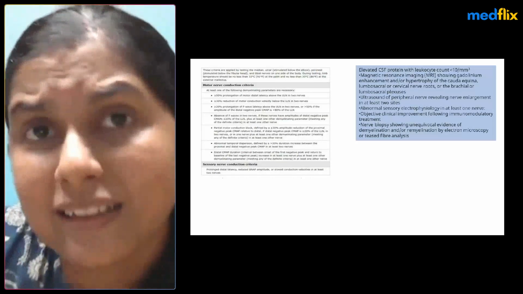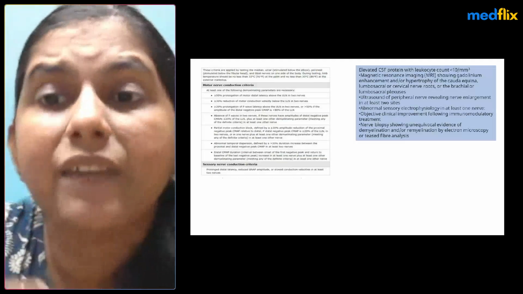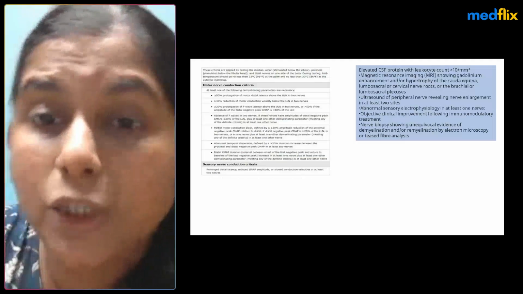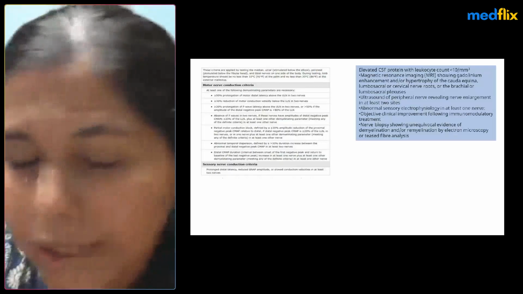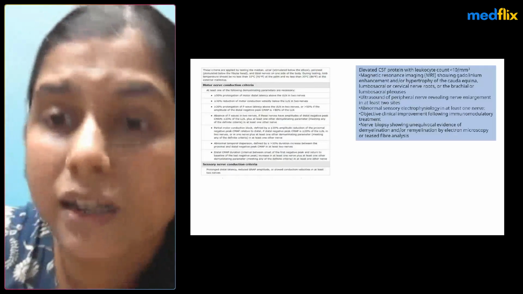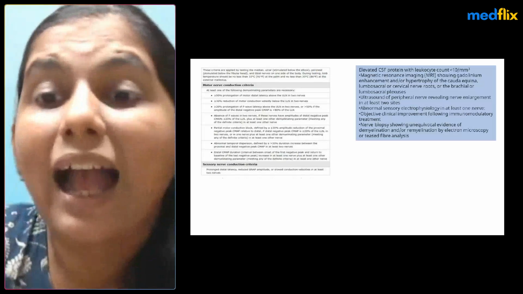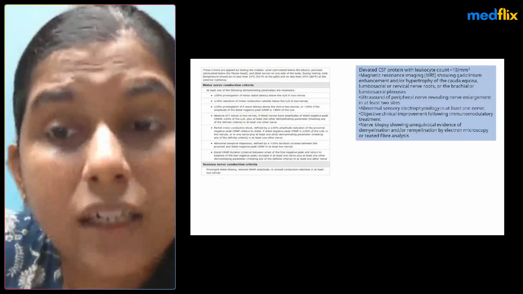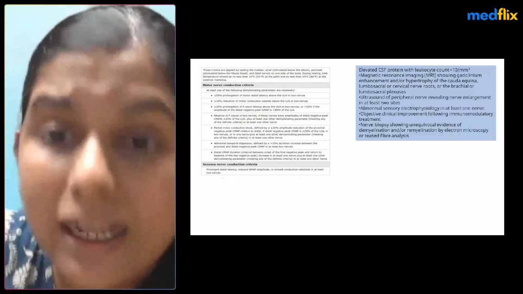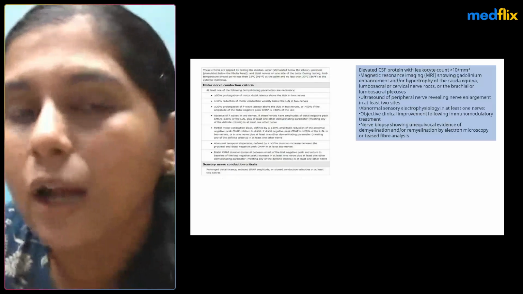And what are the ancillary supportive investigations? It's elevated CSF protein, MRI showing gadolinium enhancing nerve roots, ultrasound showing nerve enlargement. Again, this is because of the demyelination. And then there is objective clinical improvement following immunomodulatory treatment. And nerve biopsy, of course, is not always indicated.